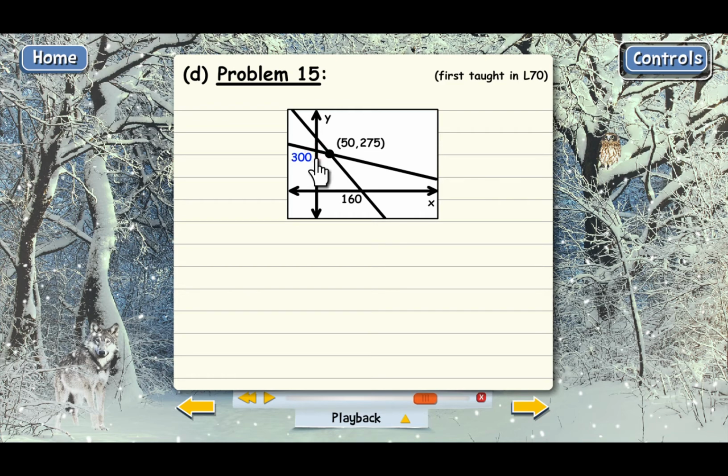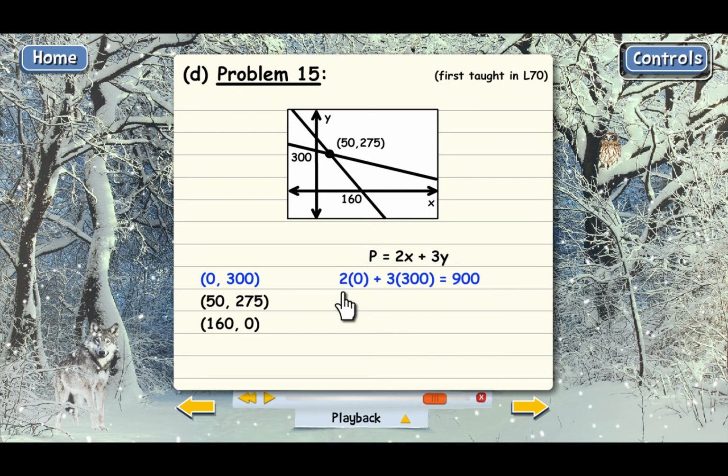So we can identify this point as (0, 300), this point as (50, 275), and this point as (160, 0). So now we just need to substitute the x and y values into this equation. So for the first one, (0, 300), P will be equal to 2 times 0 plus 3 times 300, which is 900. For the second coordinate, (50, 275), P will be equal to 925. And for the last coordinate, (160, 0), P will be equal to 320.